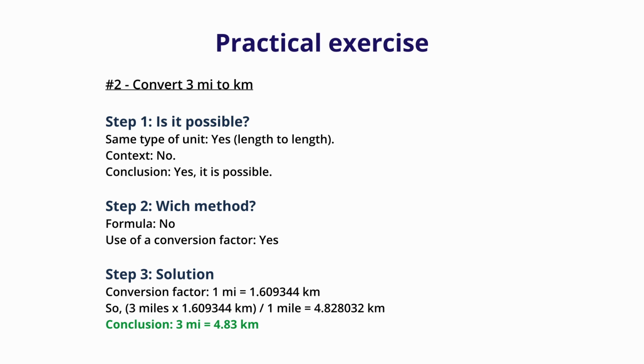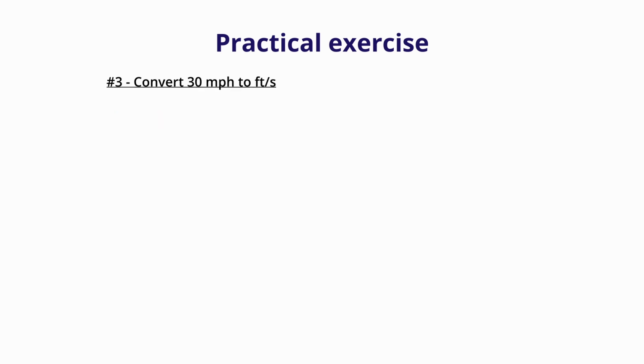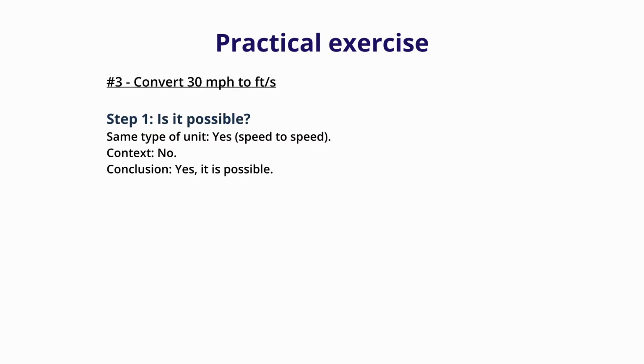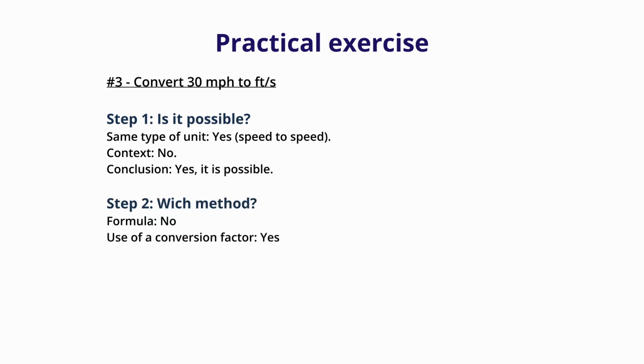Now that we've seen how to do unit conversions using a conversion factor, let's look at a case where we don't have a conversion factor. Let's convert 30 miles per hour to feet per second. Step 1. Is it possible? Yes. What method should we use? We have to use a conversion factor. But here's the catch. We don't actually have a conversion factor for this case. What should we do? We should create the conversion factor.